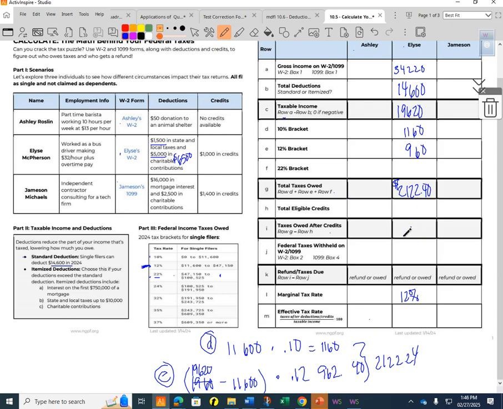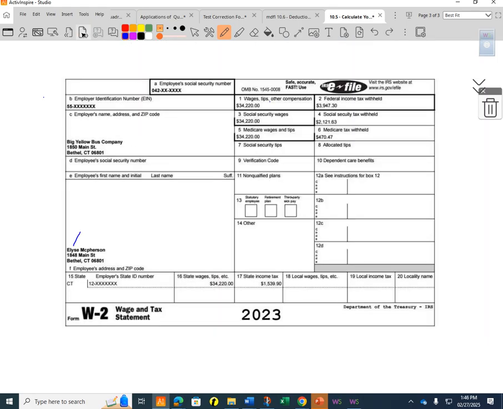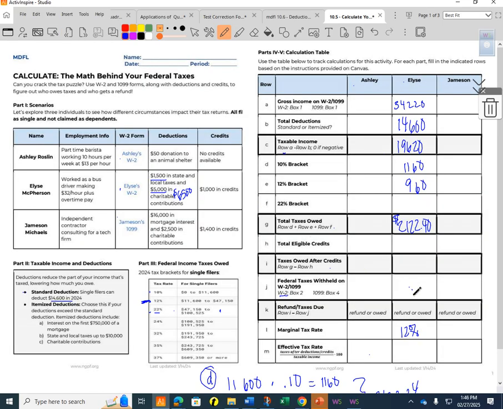Once you fill in these boxes, now you're going to go back to her W-2 form, and you're going to look at box 2, because she is a W-2 form, not a 1099. So go back to her box 2. This is for Elise. So box 2 is $3,947.30. That's what you're going to put in this box, and you're just going to follow the directions from there. So I hope that helps without doing actually everything for you, and I'll see you tomorrow.